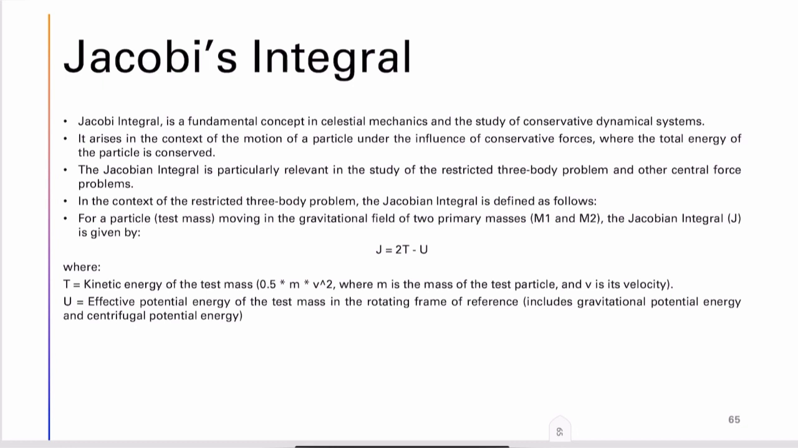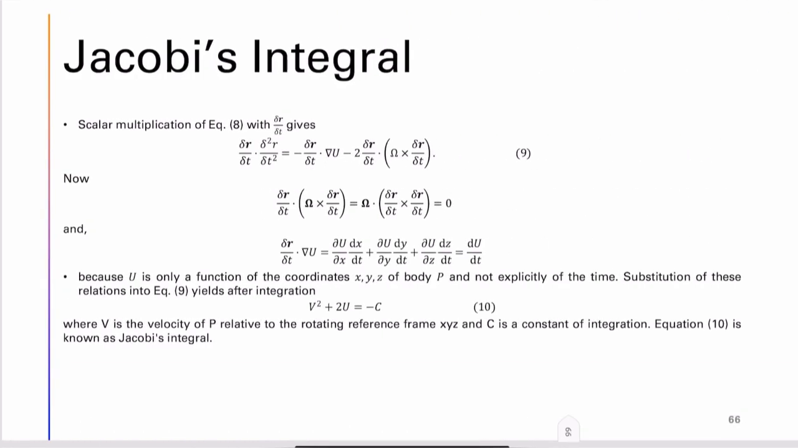In the context of the restricted three-body problem, the Jacobi integral is defined for a particle moving in the gravitational field of two primary masses m1 and m2. The Jacobi integral J is given as 2T minus U, where T is the kinetic energy of the test mass, which is half m v square, where m is the mass and v is the velocity, and U is the effective potential energy of the test mass in the rotating frame.